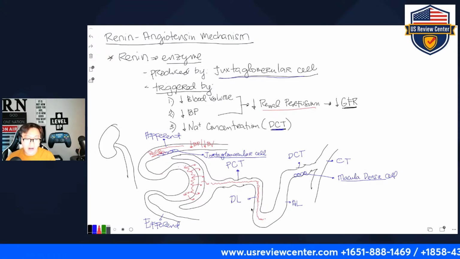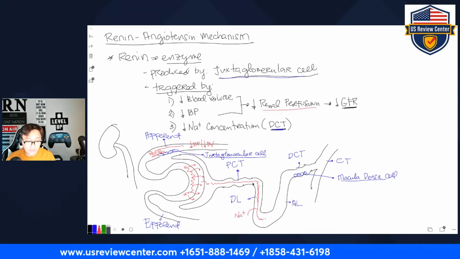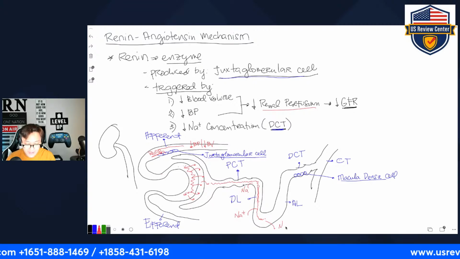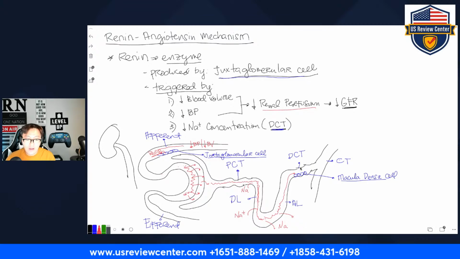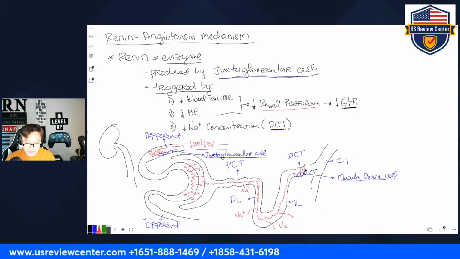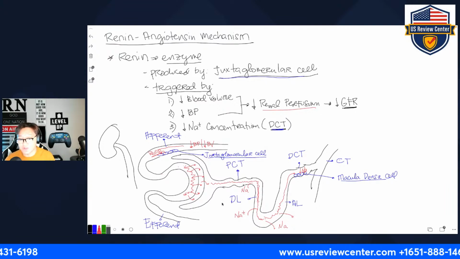As a result, there will be an increase in your sodium reabsorption. More sodium is being reabsorbed to the point that when that filtrate reaches your distal convoluted tubule, the sodium concentration is very low. Why? Because prior to that, there is an increase in your sodium reabsorption.